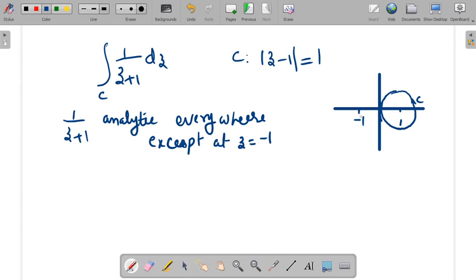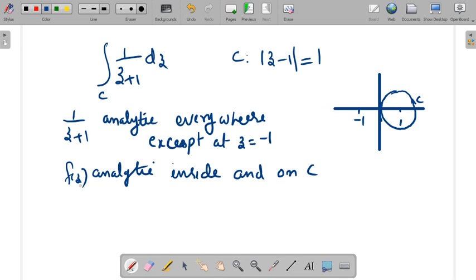But here see, the point Z equal to minus 1 is outside C, outside the curve. So we can say that it is analytic inside and on C. Okay, f of z is analytic inside and on C. So in the previous case, Z square was an entire function, with no singular points, all analytic points.